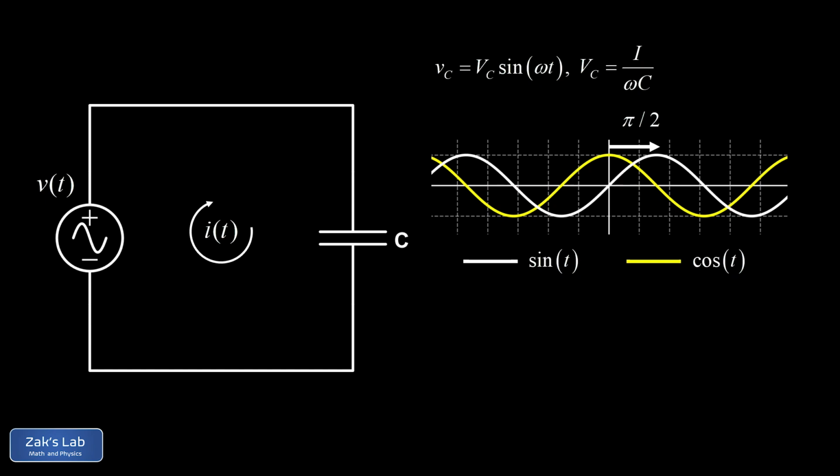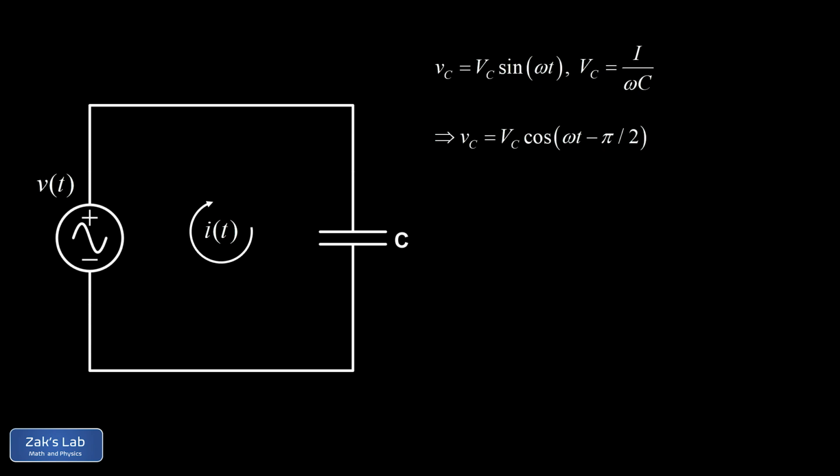And what I'm indicating here is that you can get a sine function by shifting a cosine function by pi over 2 to the right. So that's sine omega t for our voltage across the capacitor. We can turn that into a cosine of omega t minus pi over 2. Remember, subtracting pi over 2 from the argument of a trig function will shift it to the right. So this makes for an easy comparison to our current function.